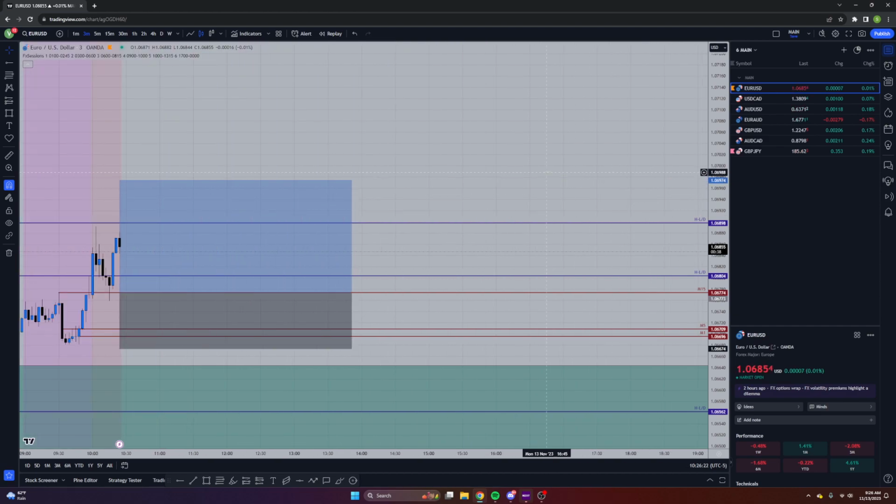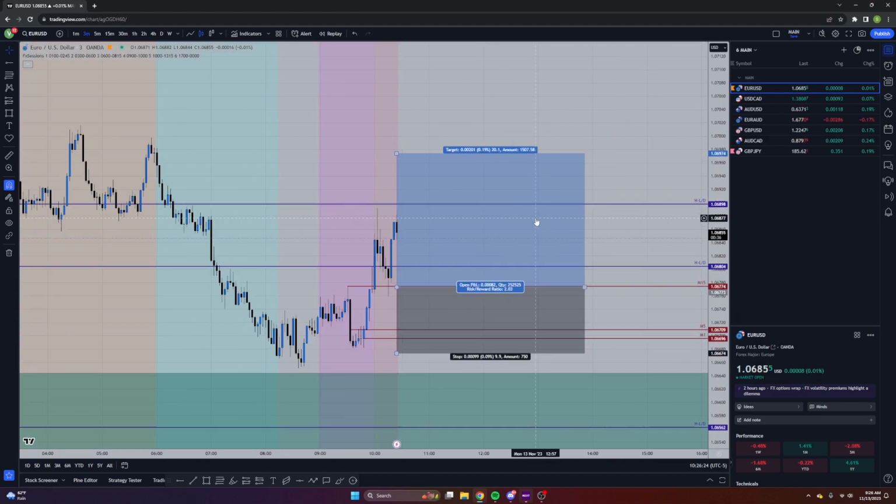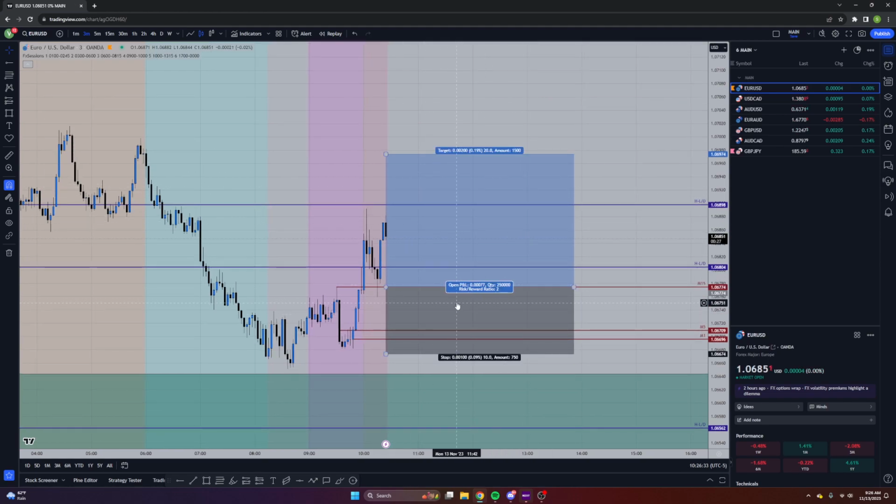Alright, hopefully it smashes TP. We're using good risk to reward, risk 1% or 0.5% on the account to make 1% or 2%, whether you're risking 0.5 or 1.